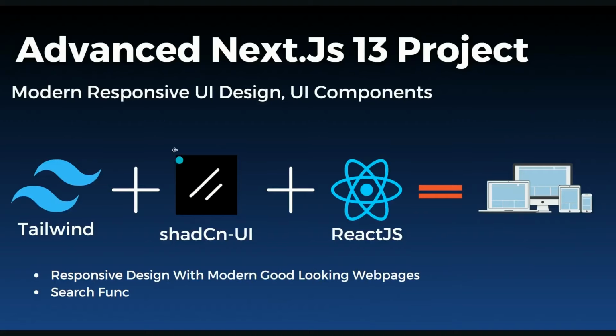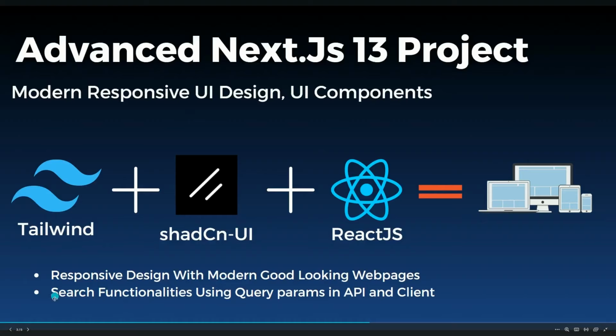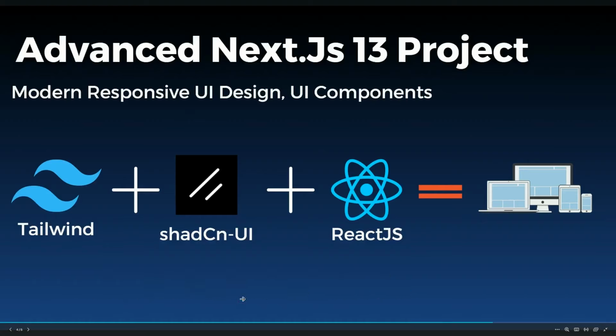And then we'll be moving on. We'll be creating the front end. We have a modern responsive UI design, with UI components from Shadcn. We'll be using Tailwind CSS, and designing the Tailwind CSS theme accordingly. Then we have Shadcn UI, React.js, and completely dynamic responsive pages. Then we have search functionality as well, using query params inside the API.